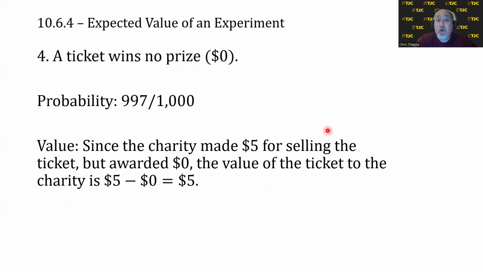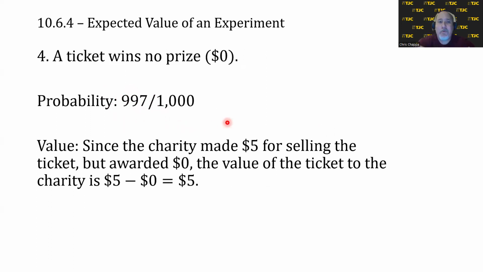And if a ticket wins no prize, nothing. Well, the probability is 997 out of 1,000. Where did this 997 come from? Well, they sold 1,000 tickets. One of them won the grand prize. One of them won second prize. One of them won third prize. Those are the only 3 tickets that won something. So the 997 comes from 1,000 minus 3.